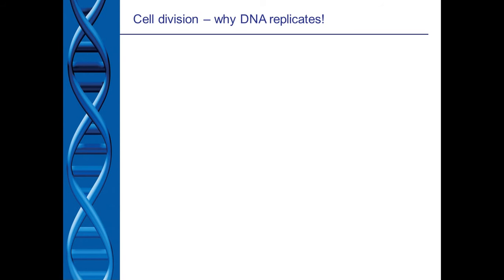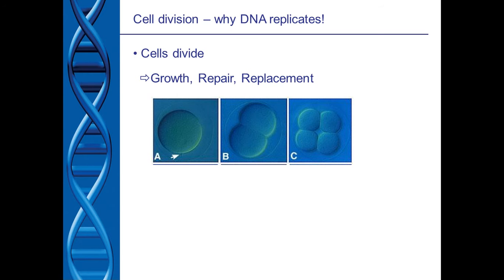Cell division is the reason that DNA has to replicate. Think of replication as a copy machine. You have to go through a process in order to make a copy of a piece of paper, and your cells have to go through a process to make the copy of DNA before it can divide. We know cells divide for the purpose of growth and reproduction, repair, etc., and to replace old cells.